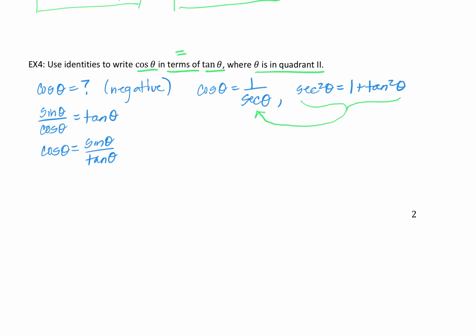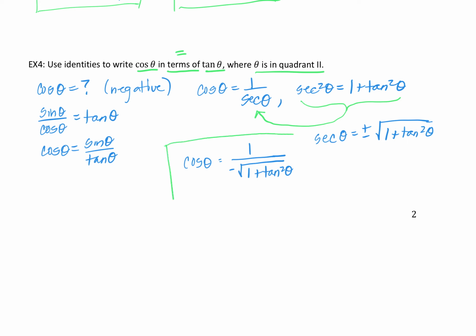Okay, so let's do that. I'll get secant of theta is equal to plus or minus, because I'm square rooting both sides, the square root of 1 plus tangent squared theta. Again, this is not the only way that you could do this. And remember, cosine has to be negative. So I've already got 1 in the numerator. That means the secant that I choose has to be the negative one. So I would write cosine of theta is equal to 1 over negative square root of 1 plus tangent squared theta. And I have done it. I have written cosine in terms of tangent, no other trig functions.